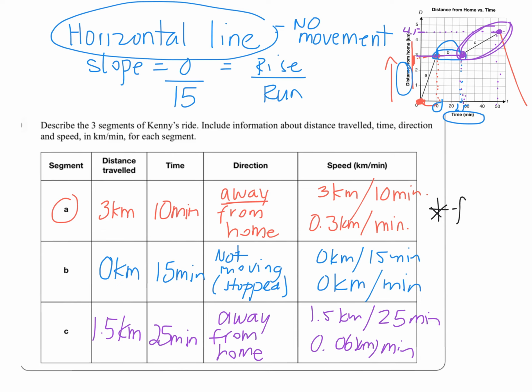Okay, so let's add that here. He's traveling the fastest here. He's traveling the slowest in C, and in B he's not moving, right? If you look at line A, you've already concluded that that's the fastest speed. Which line is the steepest? A or C? A. So the steeper the line, the faster you're going to travel. This is the steepest. Okay, so you can just look at it and automatically know, well, I know he's going the fastest in segment A because his speed is the greatest. You can compare the speeds.